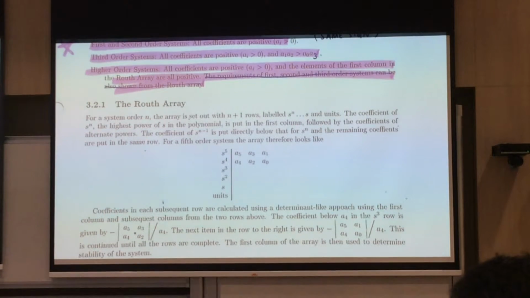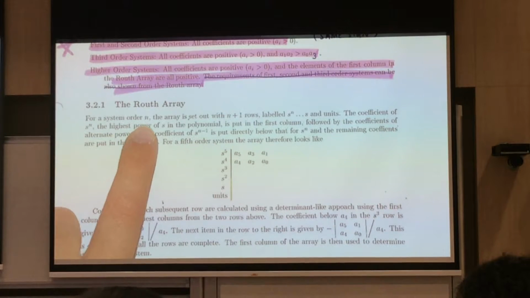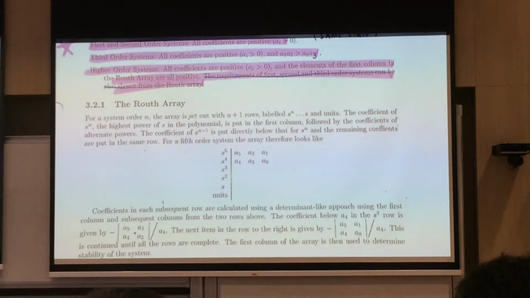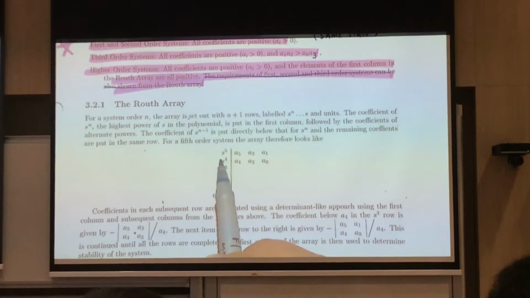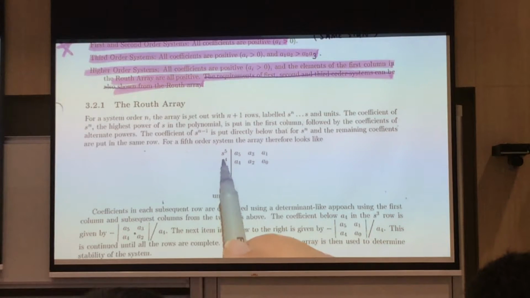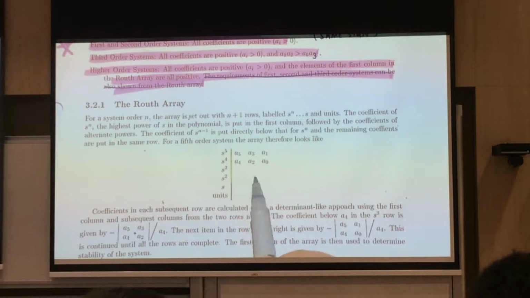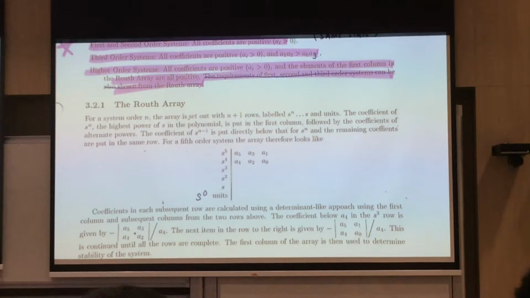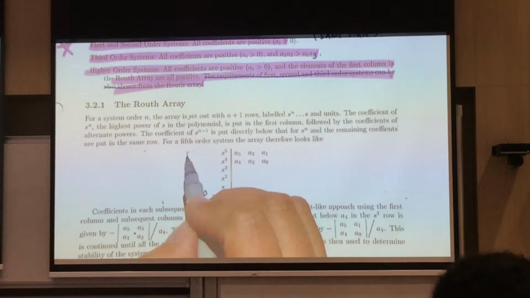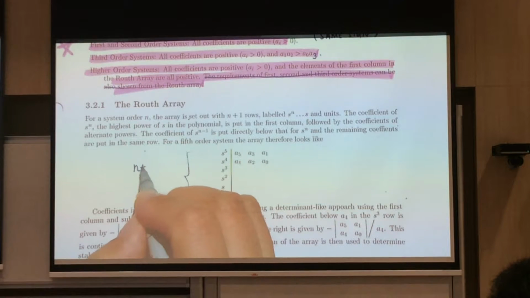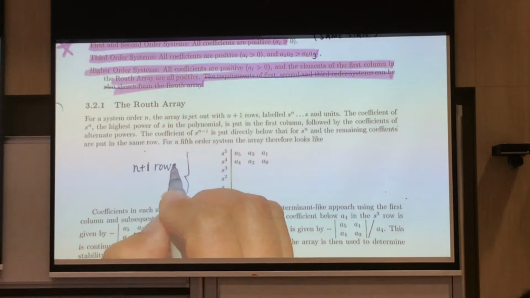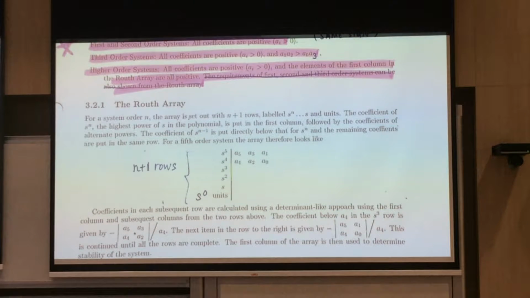Alright, and how do you form a Routh array? If you have a system of order n, the array is set out of n plus 1 rows. Why n plus 1? Because, for instance, if n is 5, you have a row for s to the power 5, a row for s to the power 4, a row for s to the power 3, s to the power 2, s, and another row for s to the power 0. Okay, so we need one last row for s to the power 0. Altogether there's 1, 2, 3, 4, 5, 6 rows. Alright, n plus 1. Okay, so this is how you draw a Routh array.